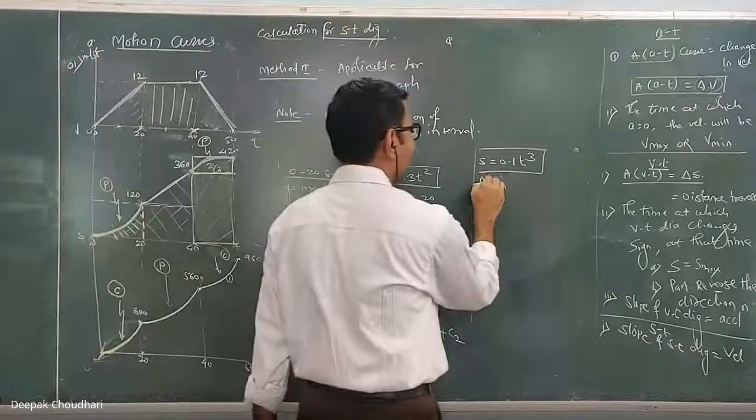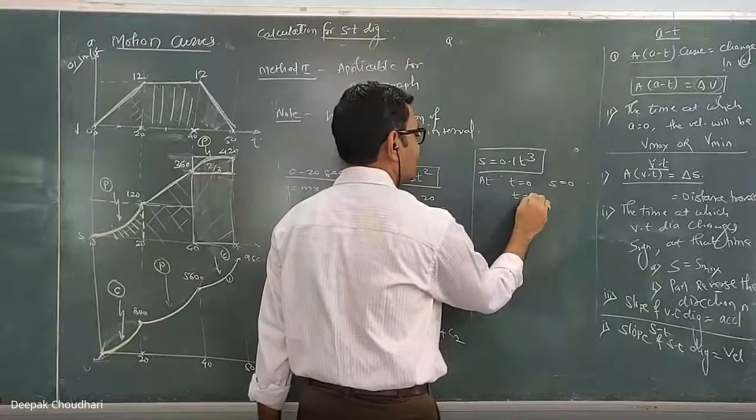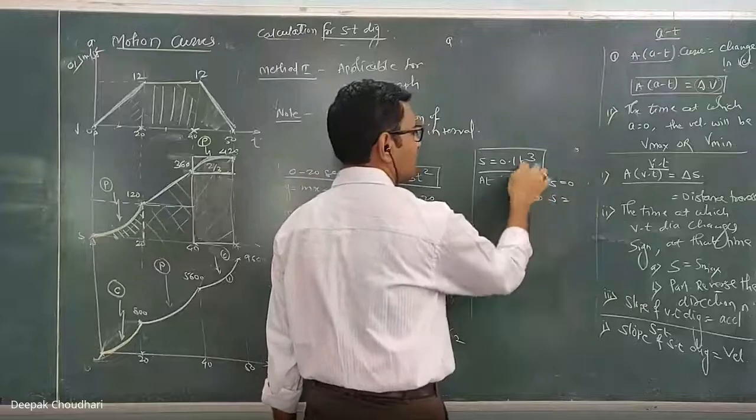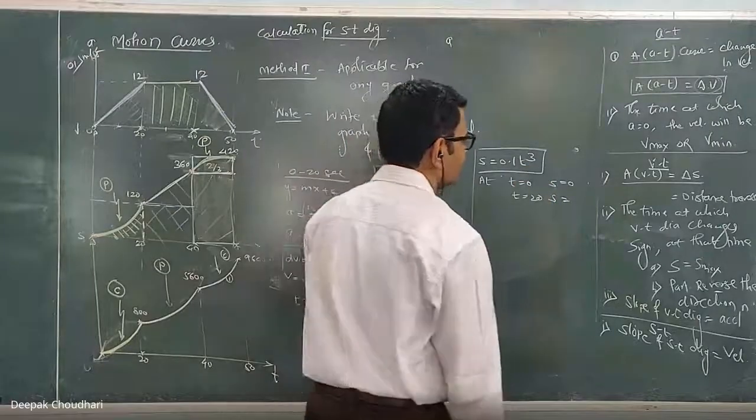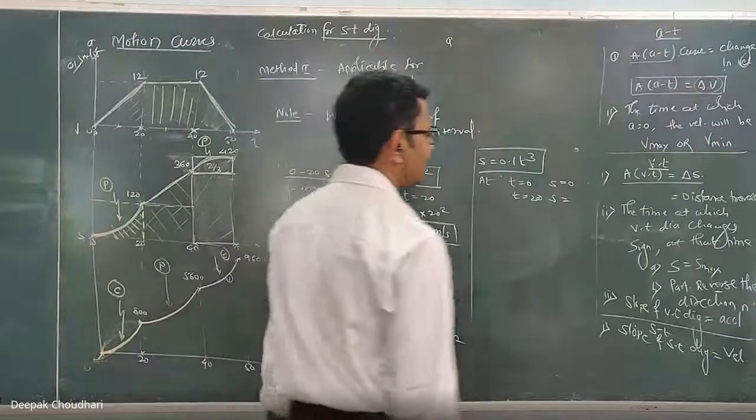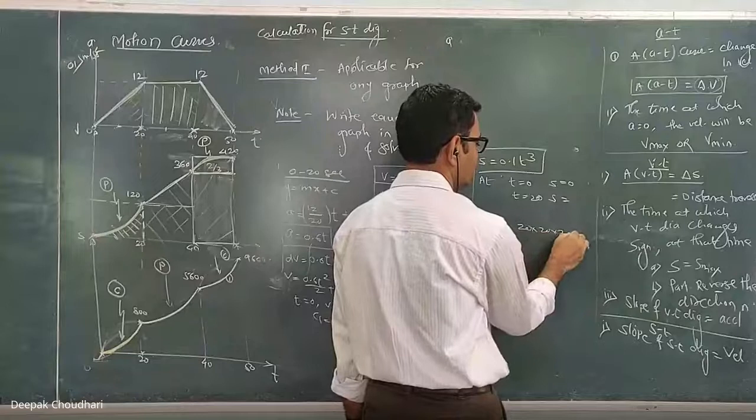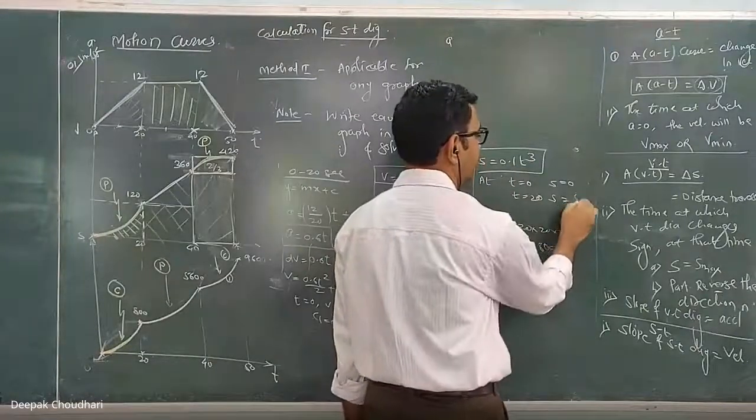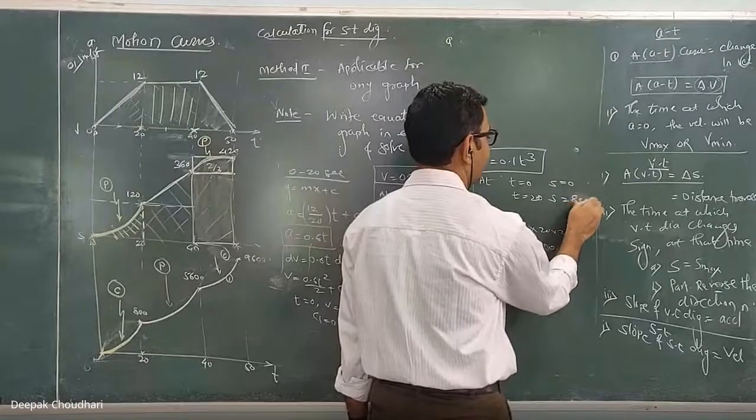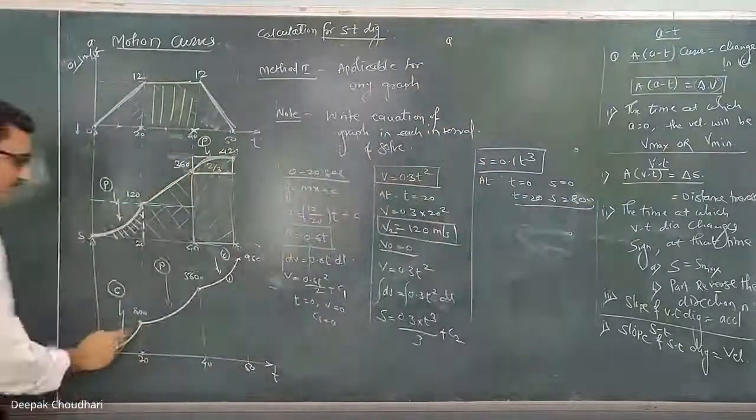Then at t equal to 0, s equal to 0. And at t equal to 20, s equal to 20 cube into 0.1. So 20 cube is how much? 8,000. 20 into 20 into 20, 8,000. 8,000 into 0.1, 800. So at t equal to 20, s equal to 800. Clear? So mark these 2 points and join this curve.